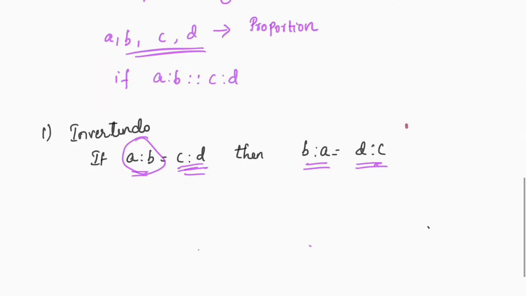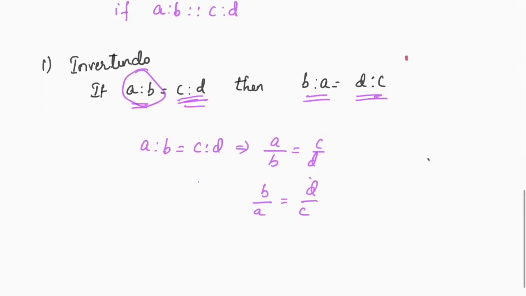So how do we get the proof of it? I'll just show you. A is to B equal to C is to D. That implies A by B equal to C by D. So if it is so, I can write it the other way also, right? B by A will be equal to D by C. If I can write A by B equal to C by D, then obviously B by A should be equal to D by C. So I can write this as B is to A equal to D is to C. This is how you do it. We are taking the reciprocal on both sides, so we get invertendo.